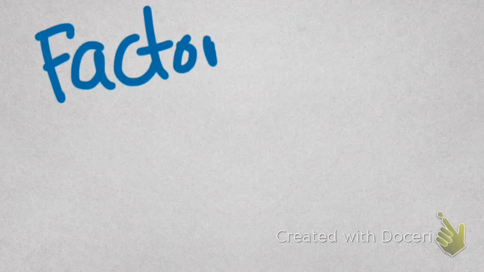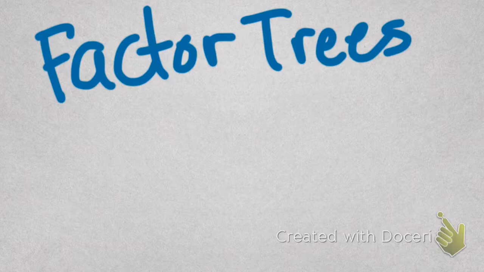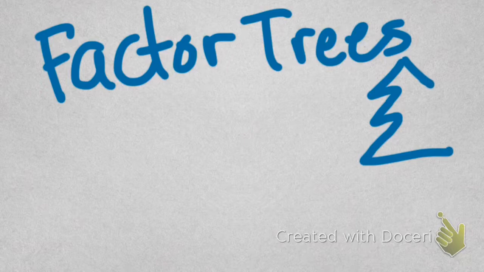So the concept that we're going to use is called factor trees. And I think they're called that because you start at the top and you work your way down until you have a tree of numbers. So we're going to look at factor trees.